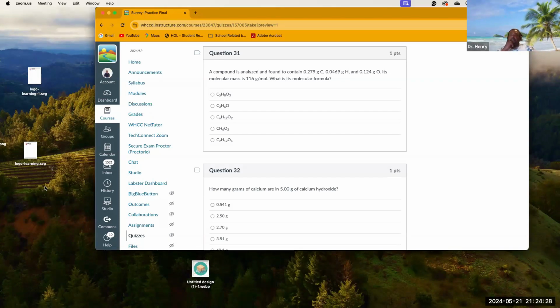Okay. A compound is analyzed and found to contain 0.279 grams of carbon, 0.0469 grams of hydrogen, and 0.124 grams of oxygen. Its molecular mass is 116 grams per mole. What is its molecular formula? So the first thing that we want to do is find its empirical formula. We're going to do the same thing that we did earlier. We're going to find the number of moles for each of the different elements.